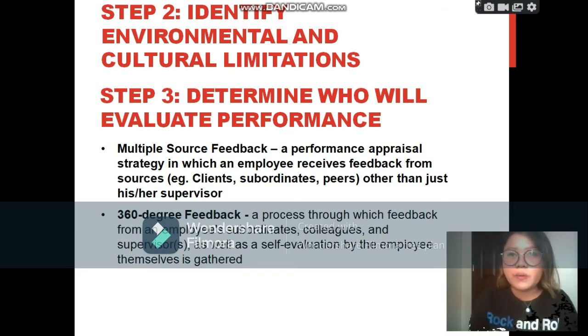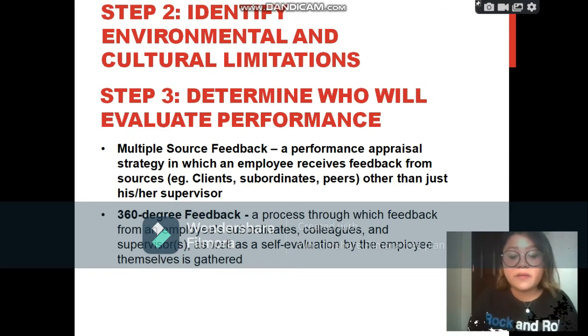Okay, so the supervisor might be busy enough in handling different kinds of scenarios or different kinds of circumstances under his office or his department. So other people might also have this observation of how other employees are working. I mean their performance. So they can also provide feedback for the co-employees.